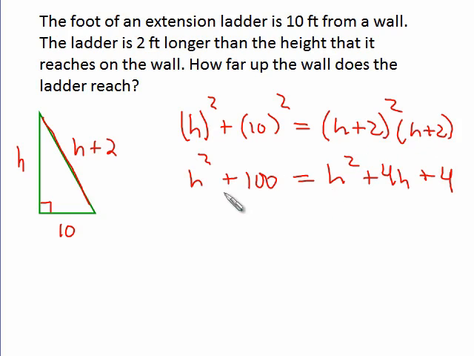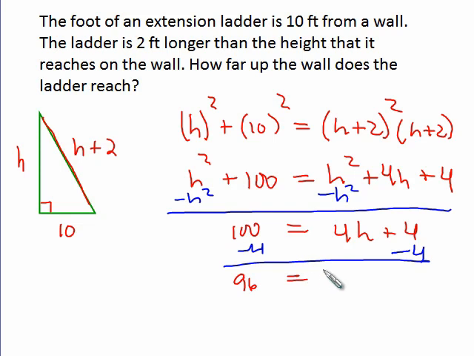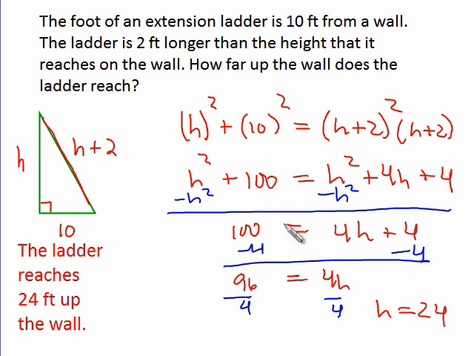All right, so now we have this equation that needs to be solved, but notice that if I subtract off the h squared first, it will go away, and I no longer have a polynomial. Instead, I'll have a nice linear equation, which is a little shorter to solve here. So, solving this one, I'll go ahead and subtract 4 from both sides, giving me 96 is 4h, and then finally dividing by 4, we see that h then is 24. So that means the ladder reaches 24 feet up the wall.